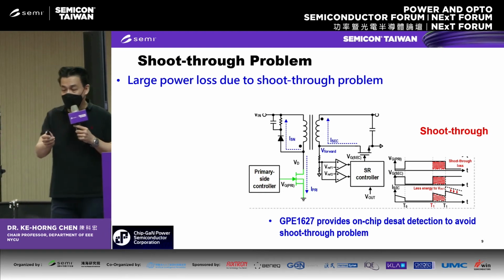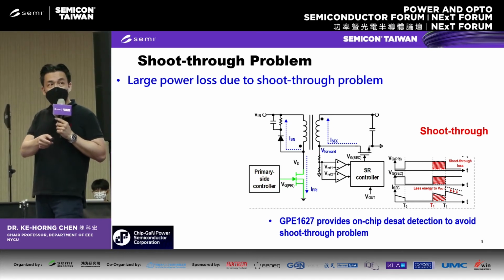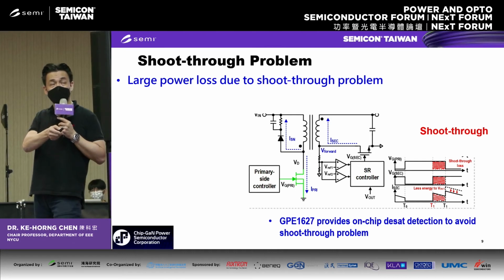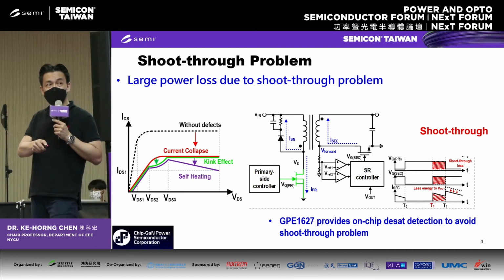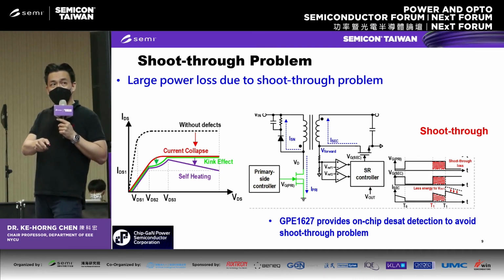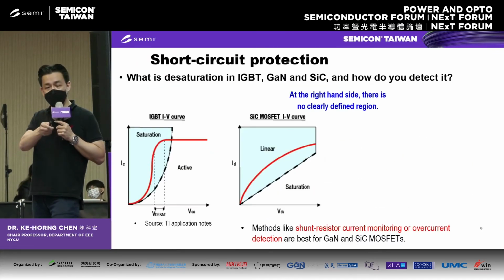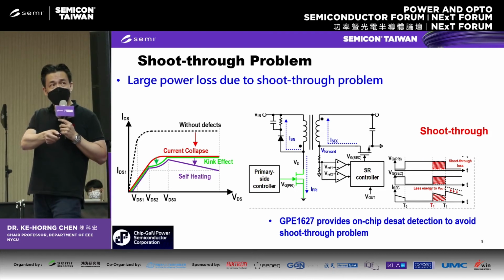So we can provide another solution, which embeds the shoot-through current detection into one chip. In other words, we can have on-chip desat detection to avoid the shoot-through problem. The shoot-through problem is, for example, for the flyback design. You can easily find it if the shoot-through problem occurs.